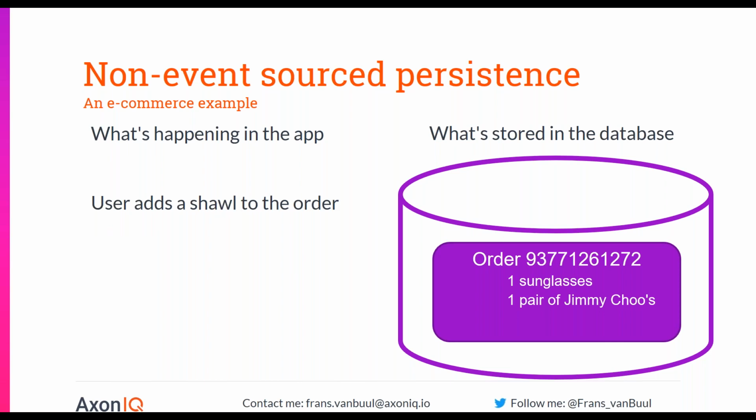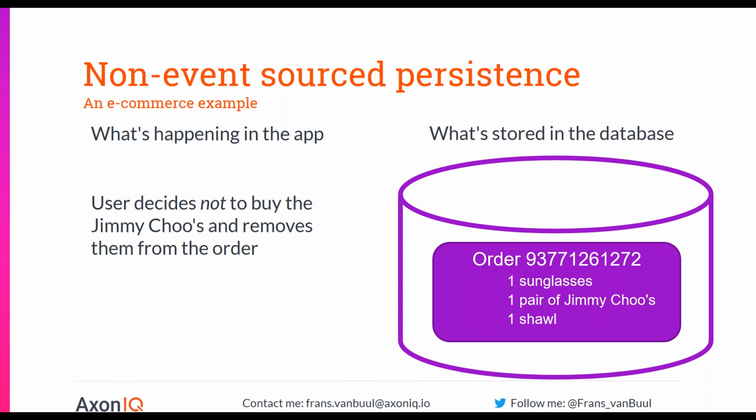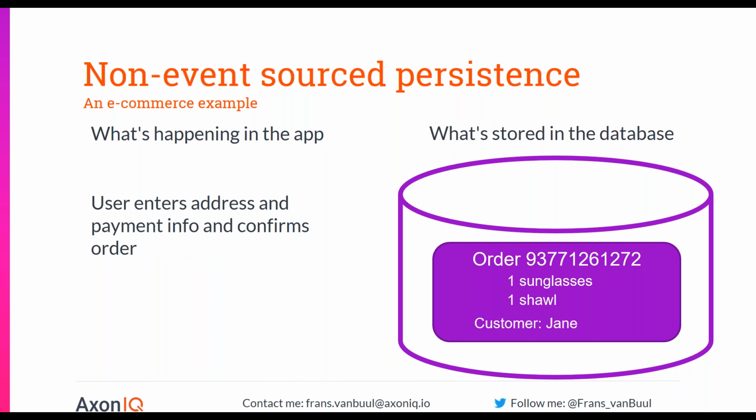Then there could be a shawl. And then before checking out, the user may decide to not buy these Jimmy Choos because they're really crazy expensive, and then remove them from the order. So then you would get a delete and an update, and the order would no longer contain the Jimmy Choos. And then the user may check out, and then the order would be fully confirmed. So this is a very natural way of working, which may seem so natural and the obvious way of doing it that you may wonder why I'm telling this at all.